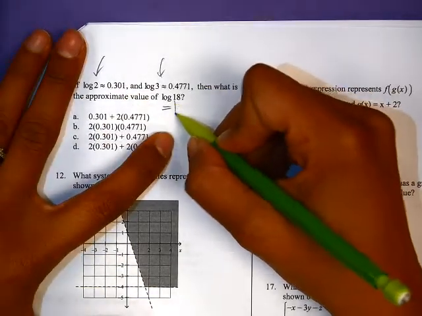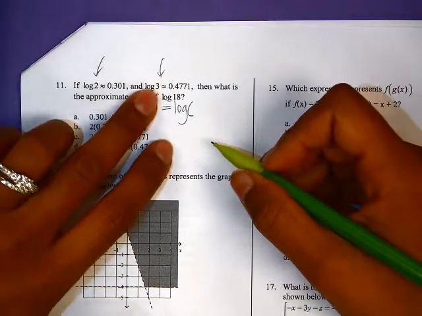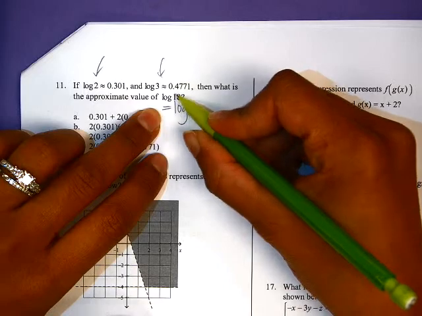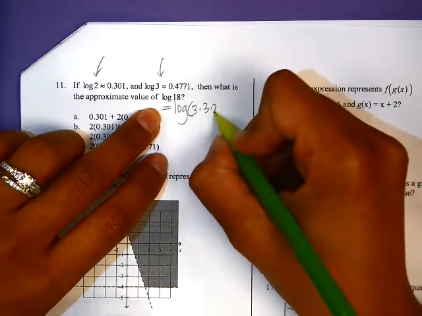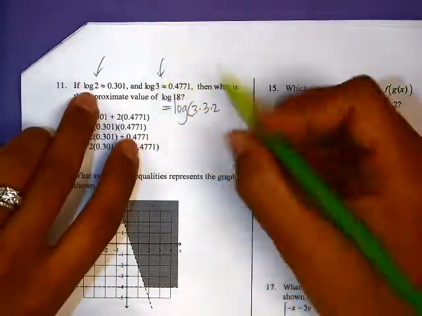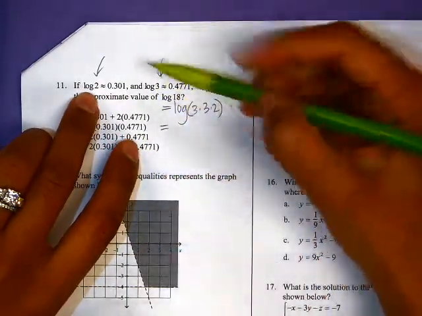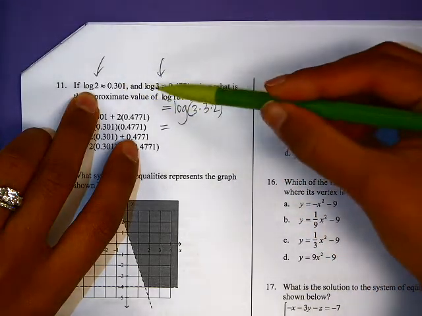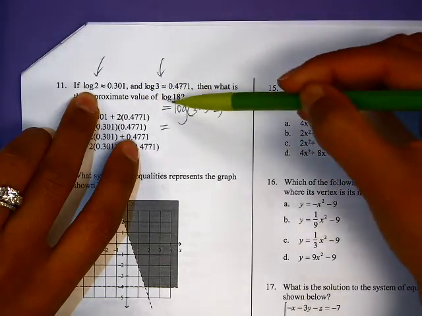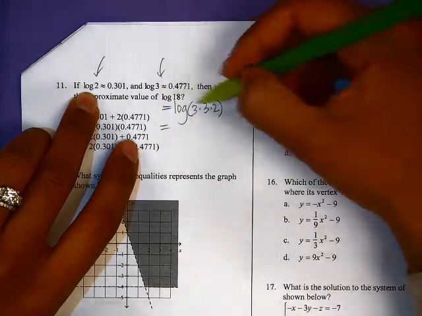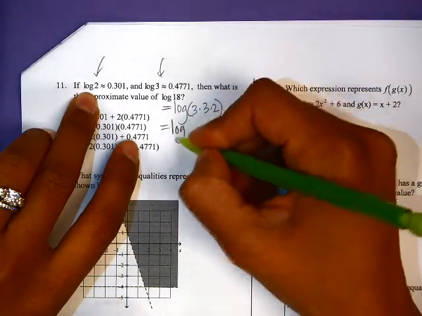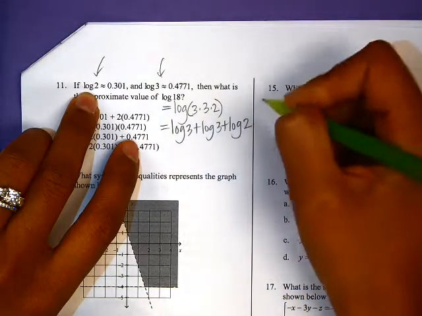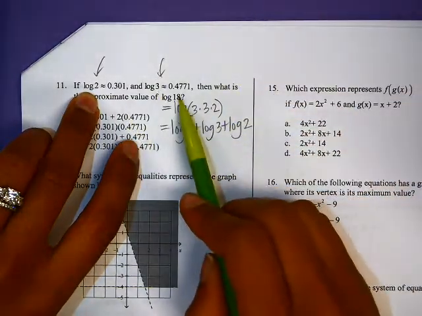So let's first break log 18 down into only 2's and 3's. We know 18 is equal to 9 times 2, which we can rewrite as 3 times 3 times 2, since we only have these two options to work with. Before we plug in our values, we need to write this in terms of only log 3's and log 2's. Right now, we have log of 3 times 3 times 2. But using the product property of logs, we can expand this and add log 3 plus log 3 plus log 2. Now we're ready to plug in the values that we're given.